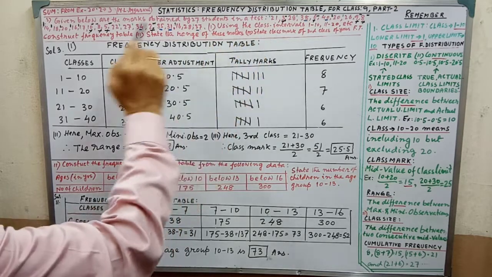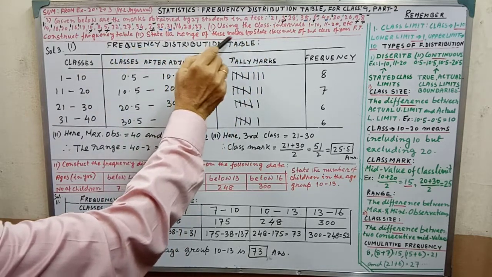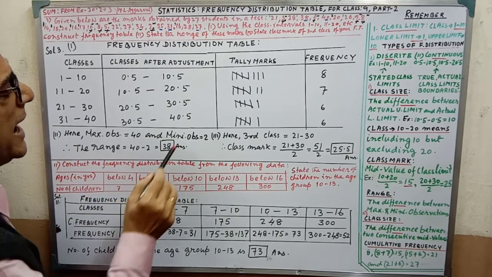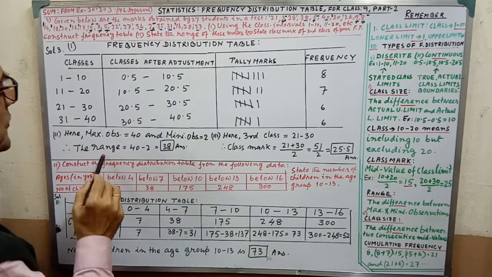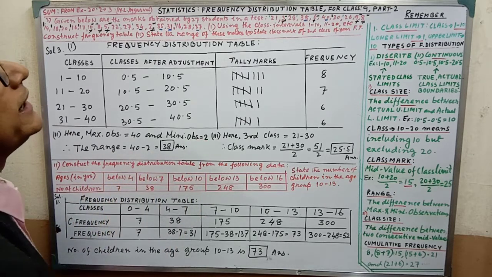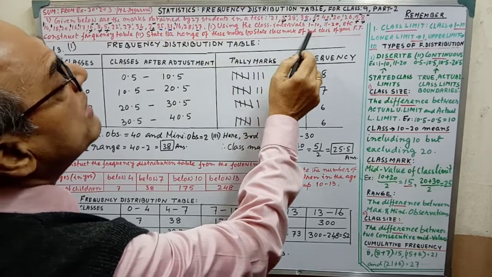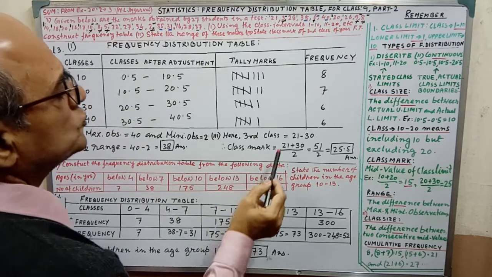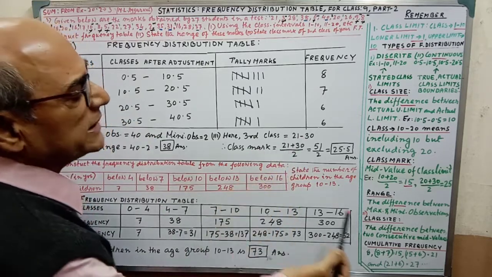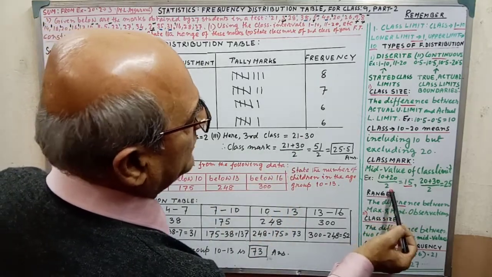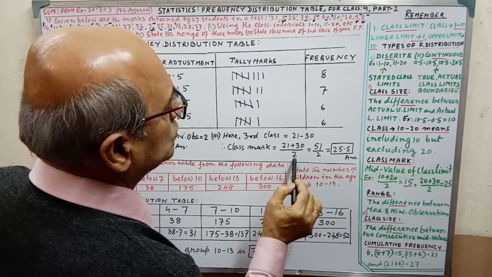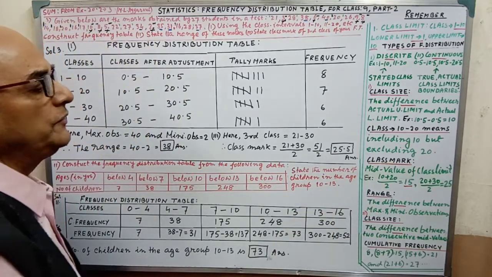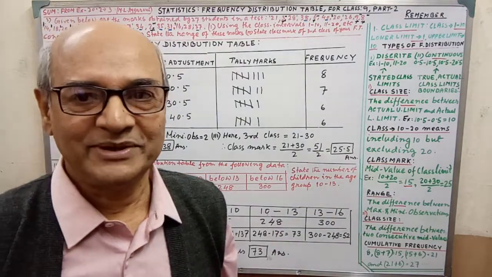Then, state the range of these marks. Here the maximum observation is 40 and the minimum observation is 2. Therefore the range is 40 minus 2, that is 38. Next, state the class mark of the third class. Here the third class is 1, 2, 3, that is 21 to 30. So the class mark, that is the mid value: 21 plus 30 by 2 equal to 51 by 2. By calculation, it comes to 25.5. Sum is completed. Next sum.